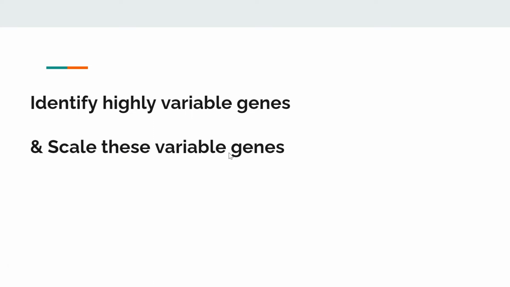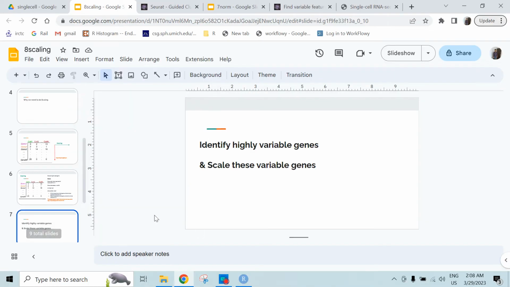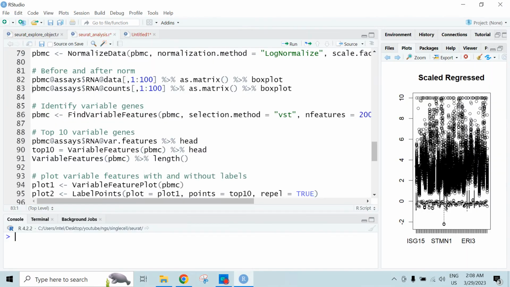And these highly variable genes are also important for PCA, because when we do PCA in the downstream analysis, we will not do it on all the 13,000 genes. Instead we will use these highly variable genes. So that's why identification of HVGs, highly variable genes, is an important step in the pipeline. Okay, cool. So now we will do the practical here.